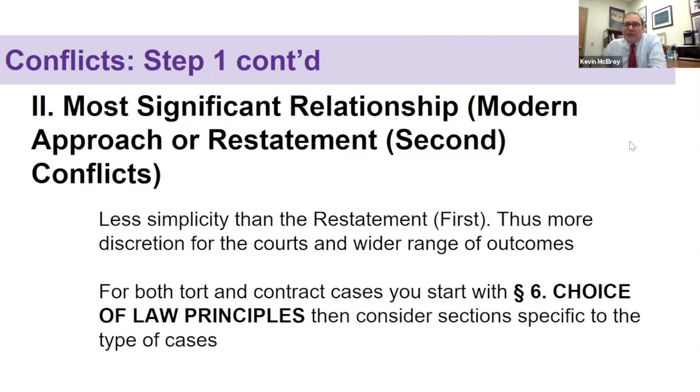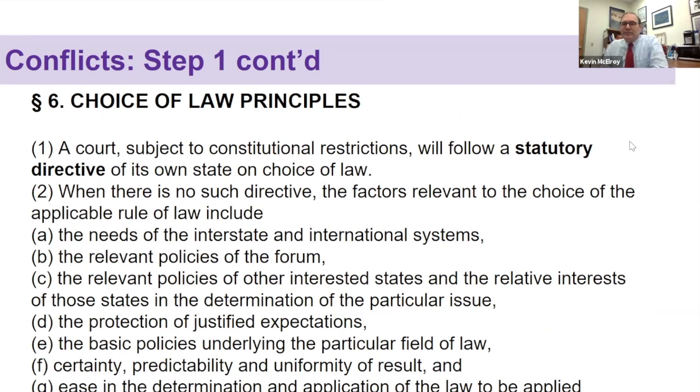For both tort and contract cases, you start with section 6, which is called the choice of law principles of the restatement second. And then you go to specific sections beyond that, depending on whether you're in a tort case or contract case. So let's take a look at section 6. And looking at section 6 in this vacuum until we get to the next one is a little hard. I think when we go to the more specific sections, you'll see a little more meat on the skeleton. It'll help you. Okay. Now, the first thing is very important.